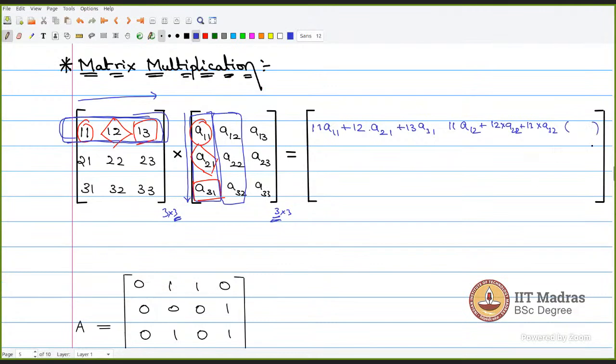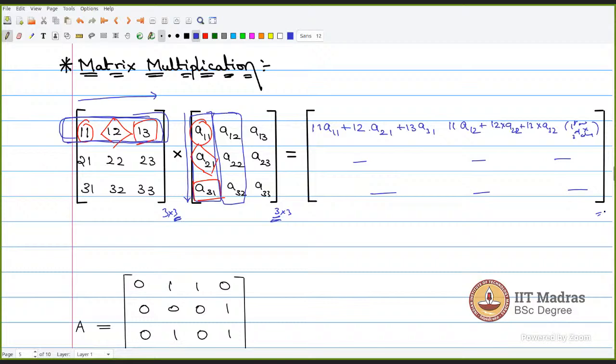Similarly, you can find the others. You take the third row and the third column, and you multiply these two. Likewise, you can fill this. This is how the multiplication of two matrices gives us the output, the multiplied matrix. Okay. Now, how does this relate to our graph theory?